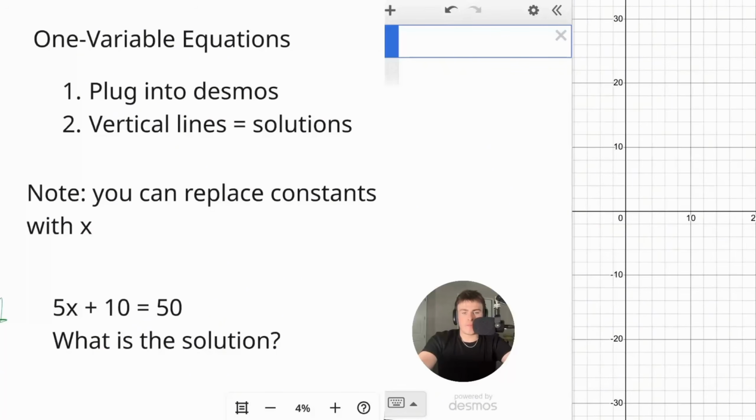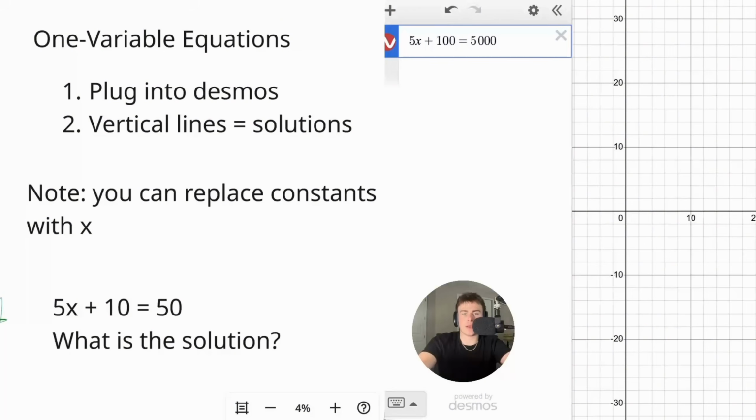Starting off with the basis of everything on Desmos, we have one variable equations. What is a one variable equation? Well, it's kind of in the name. It's just an equation with one variable. So for example, 5x plus 100 equals 5,000. This just has x in it. This can be C or B or G or something, but it's just one variable, one constant that you don't know. So that's a one variable equation.